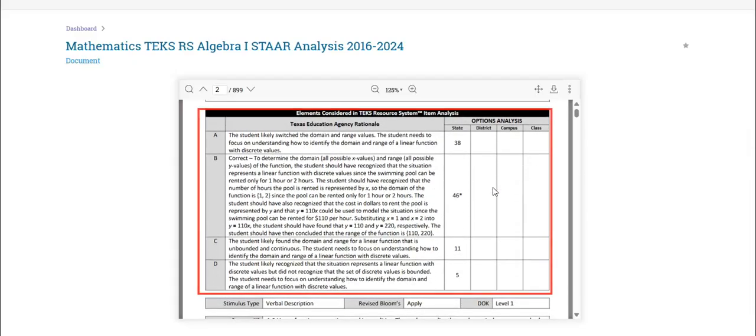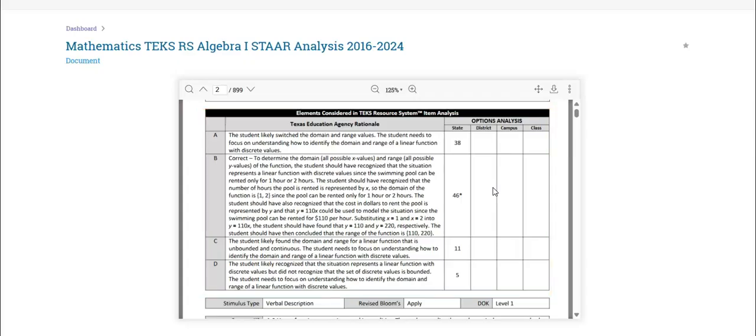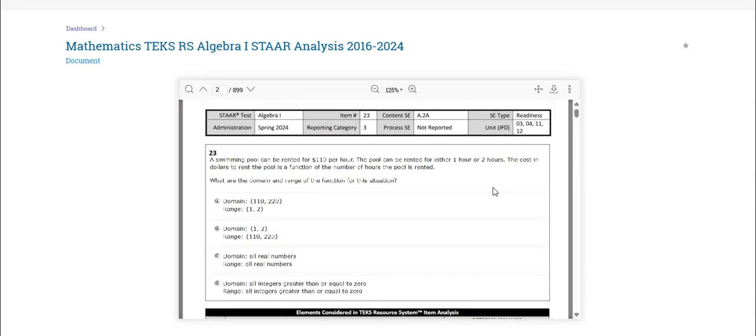And then the second part of this page, underneath the question, is going to be where you find your rationales. So this tells you on the right-hand side how the state did on this question. So what percent of the students from the state chose answer A, answer B, answer C, and answer D. And then on the left, where you see all these words, it's basically explaining to you first off, why the correct answer is correct, and then why the wrong answers are incorrect.